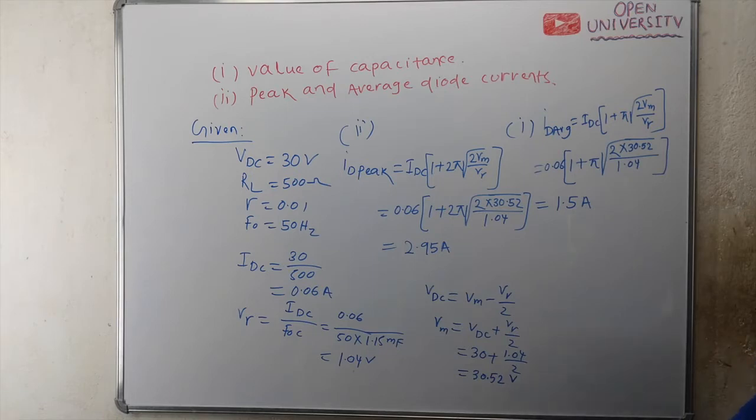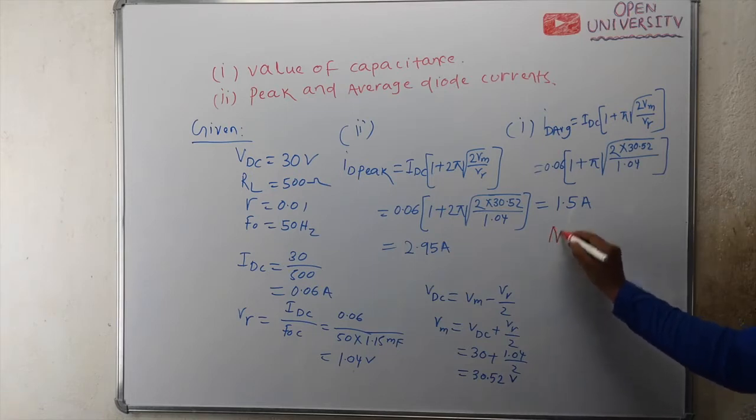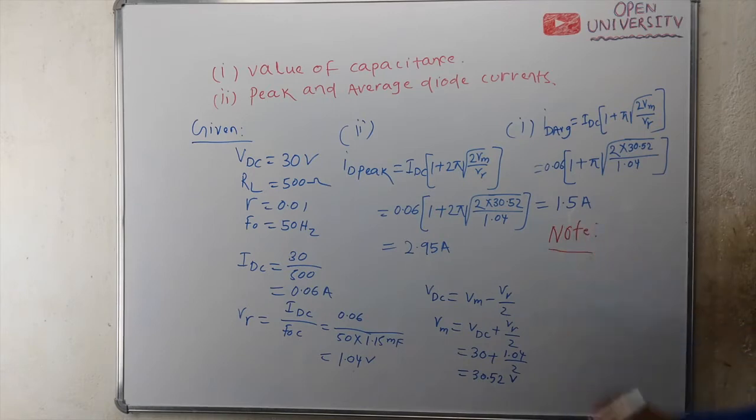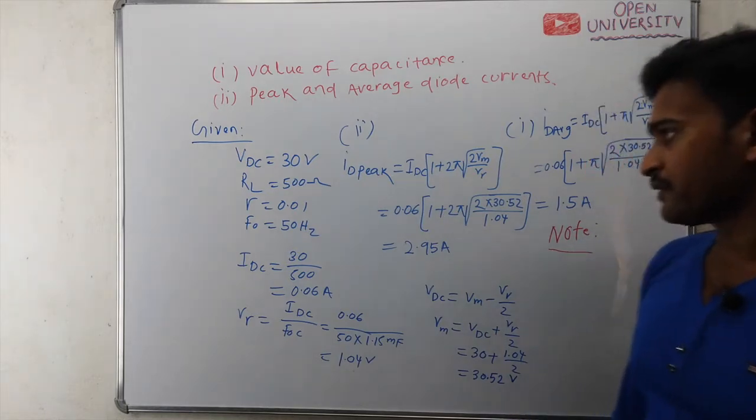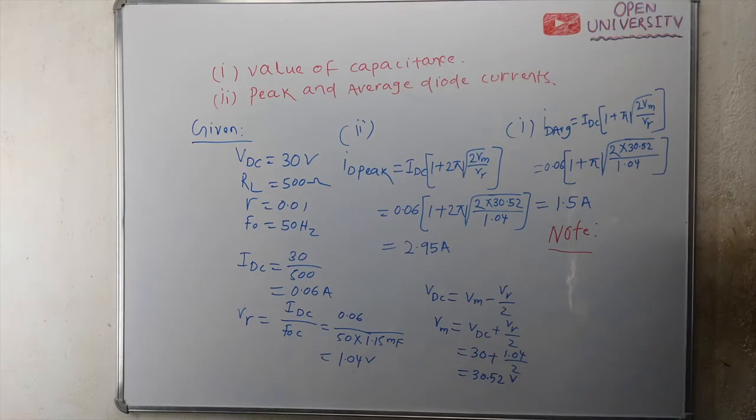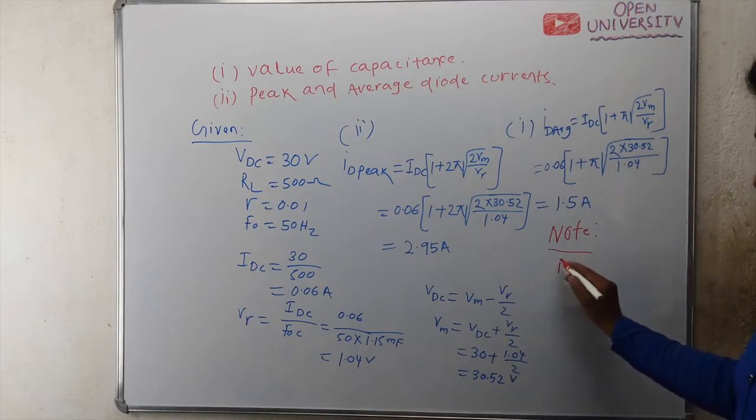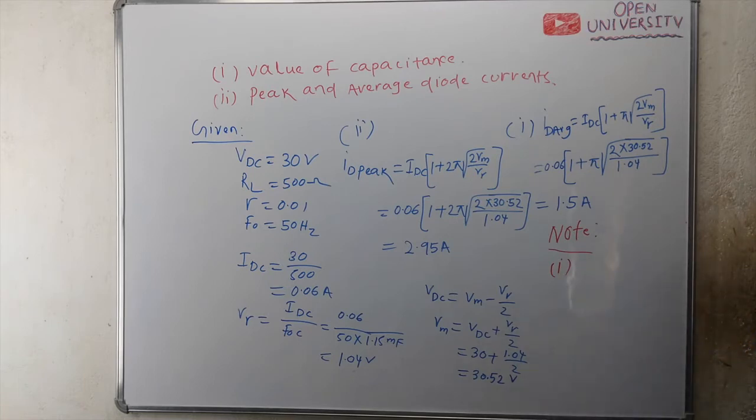I'll write down one note. When capacitor is used as filter in half wave rectifier, first point, diode should have greater current rating, because peak diode current or surge current is very strong.